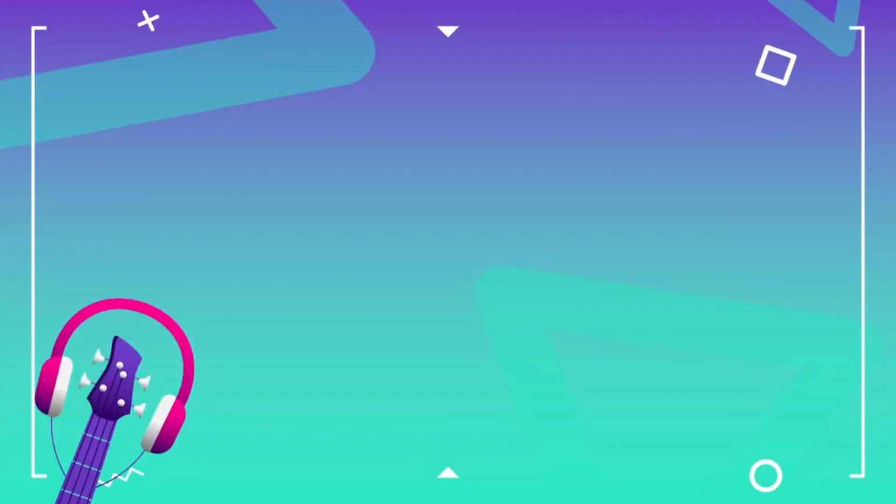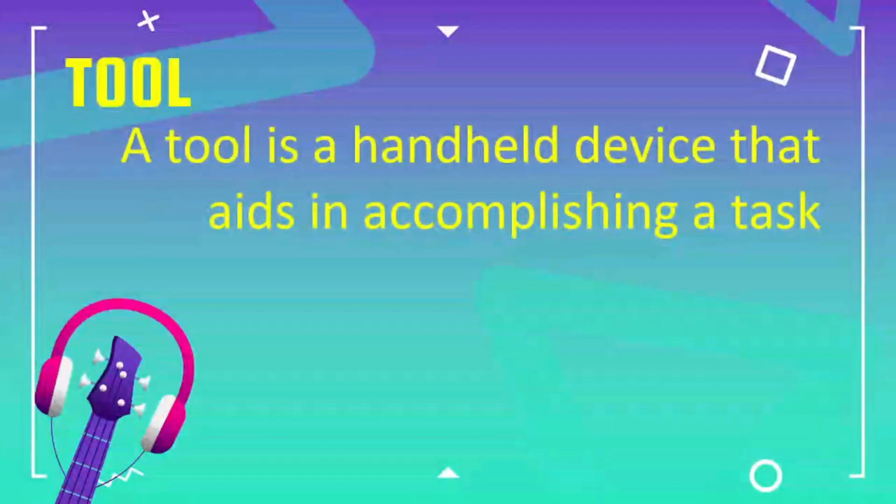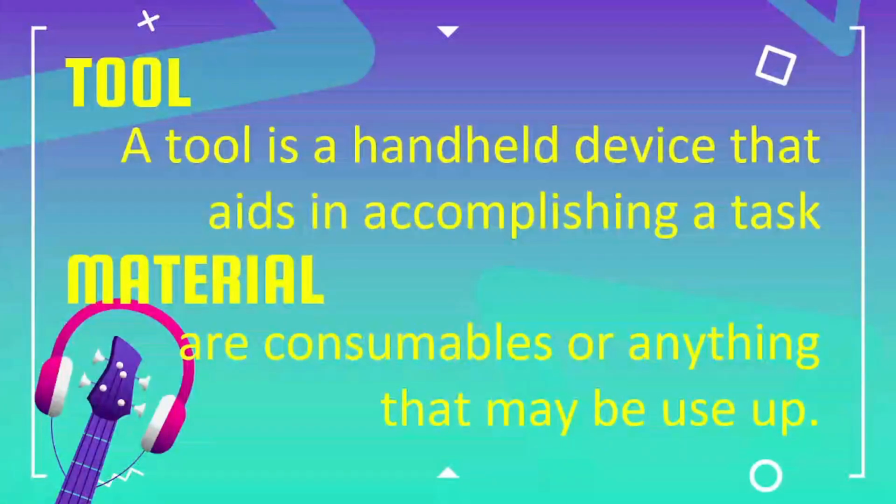So based from the examples given, how do you define tools? How do you differentiate it from material? Tools are permanent and are usually handheld devices that aid in accomplishing the tasks, while materials are consumables or anything that may be used up.